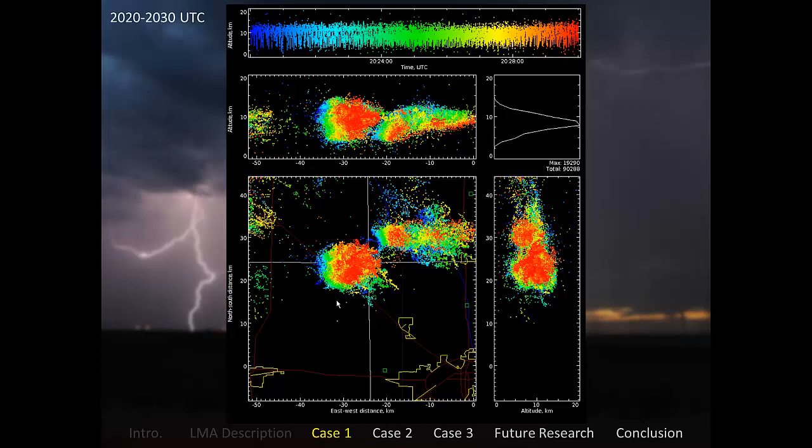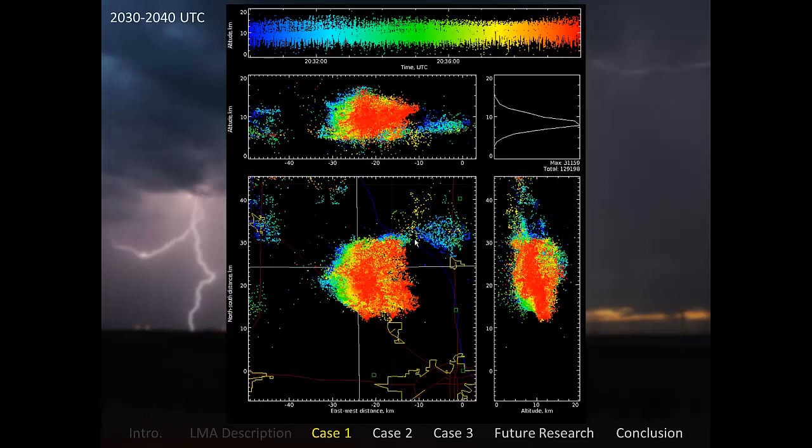Jumping forward the next 10 minutes, 2020 to 2030 UTC, we notice two things compared to the previous frame. The first thing is that there's just a rapid increase in the number of sources with time. You see a lot of them here in red. And then correspondingly here on the northern storm, they're starting to decrease quite a bit. We're not seeing as many sources. They're getting a little more stretched out in time and in space.